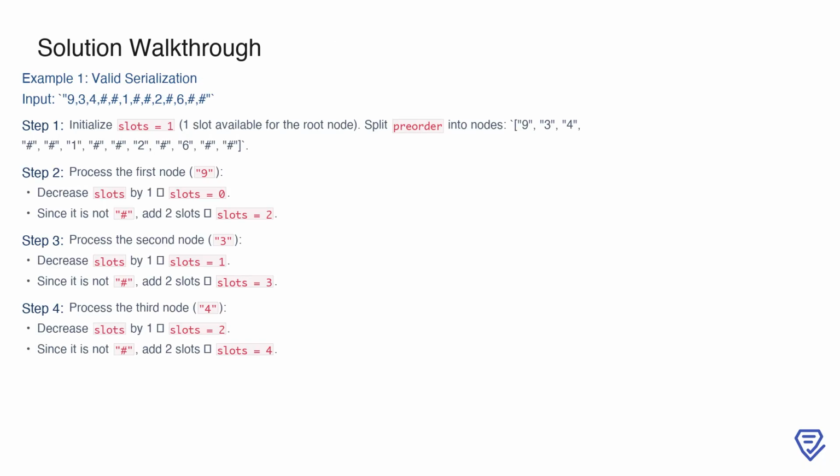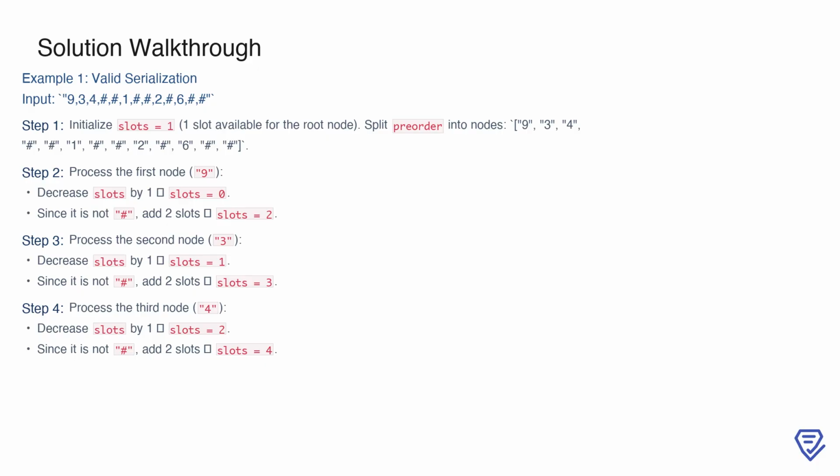In this example, we are given the input string 9,3,4,#,#,1,#,#,2,#,6,#,#, which represents a preorder traversal of a binary tree. The goal is to determine if this serialization is valid. We start by initializing the slots variable to 1. This represents the available slots for nodes, and initially, we need 1 slot for the root node.